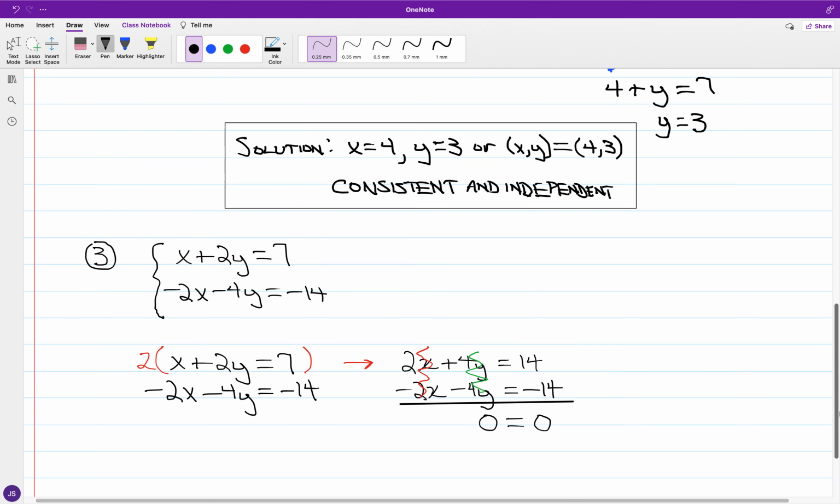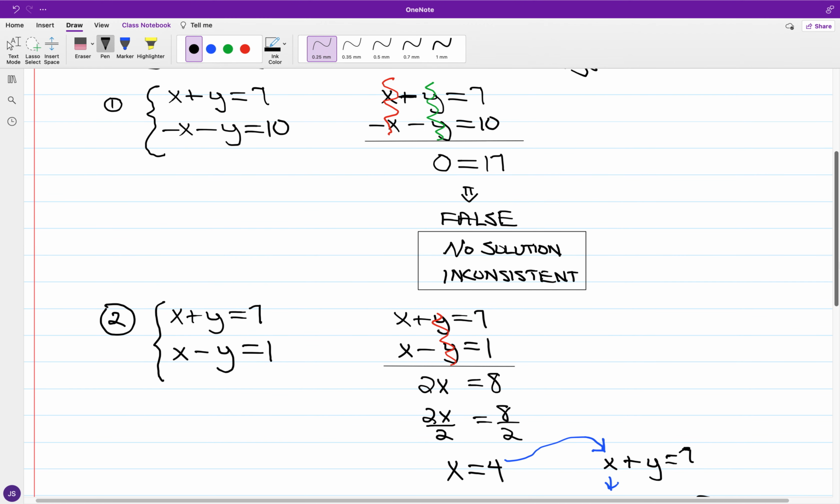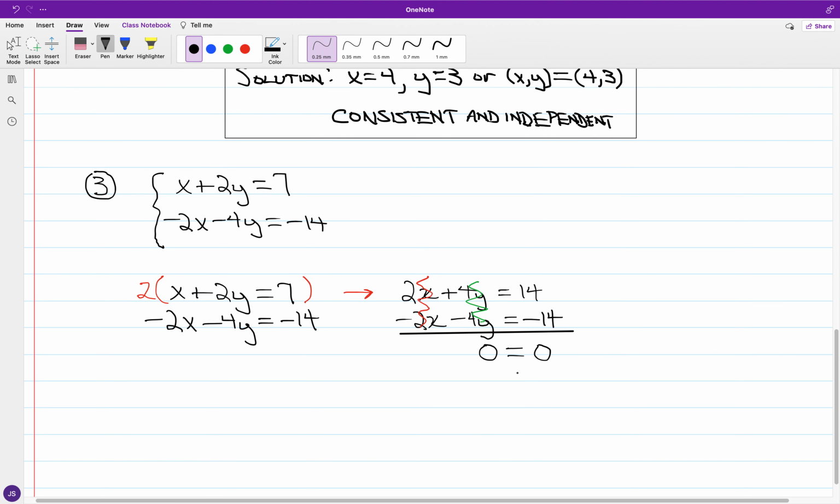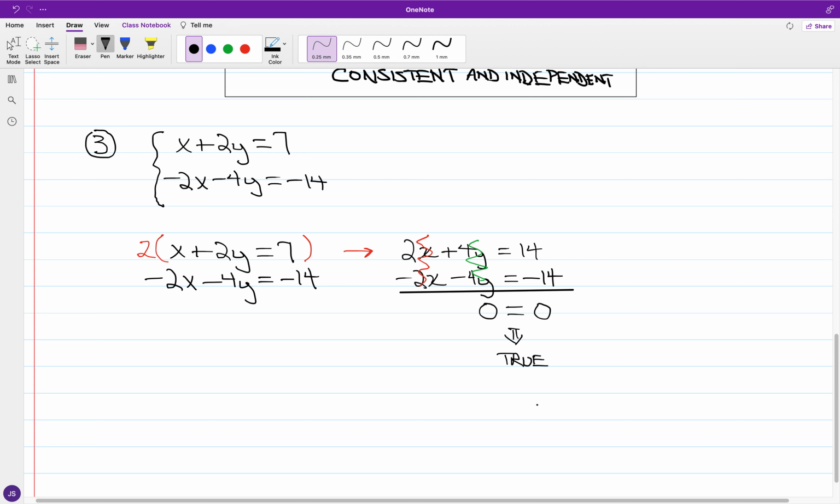Now before, we had that 0 is equal to 17, and so we wound up with an inconsistent system in the first case. But with 0 equal to 0, that's a true equality statement. And this is going to consist of an infinite number of solutions.